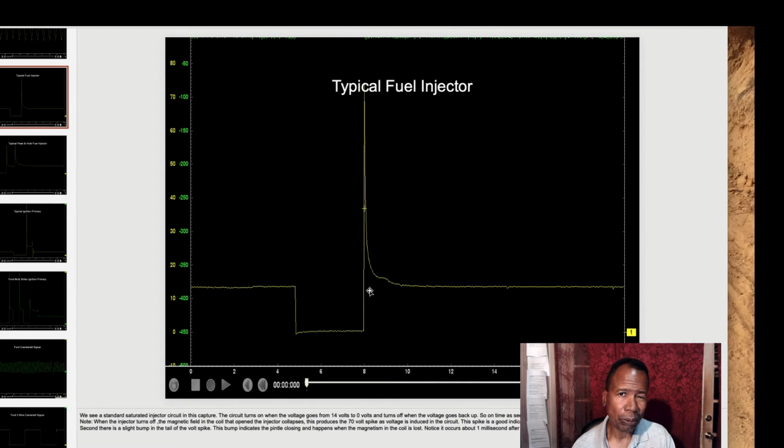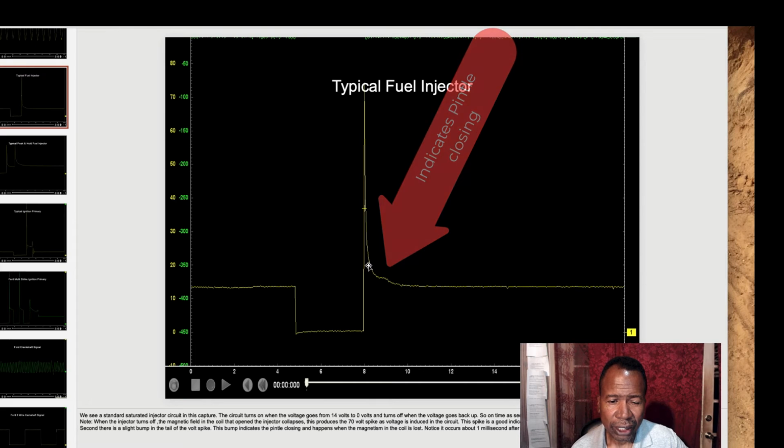We're going to show you bad ones later on. So as it goes up here, it kicks and comes back down to system voltage. As you can see here, that little movement is the pintle of the injector closing on the downward side. When you see this end, the pintle in the injector is actually closing.